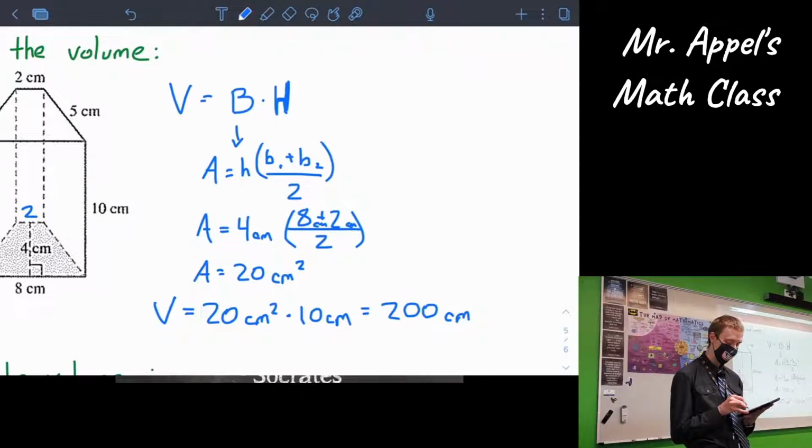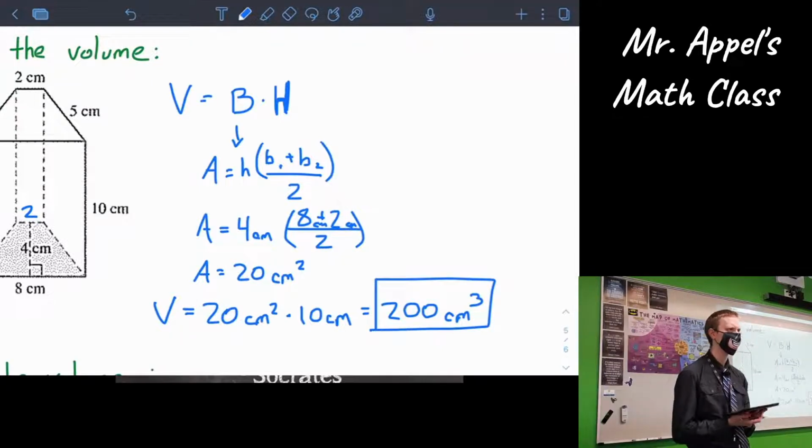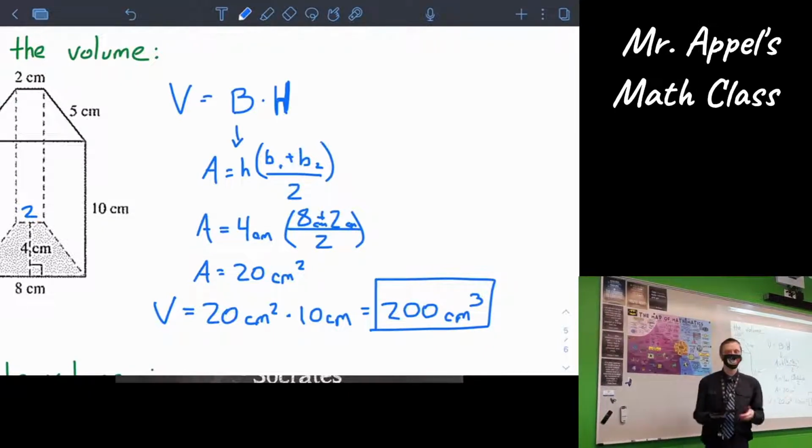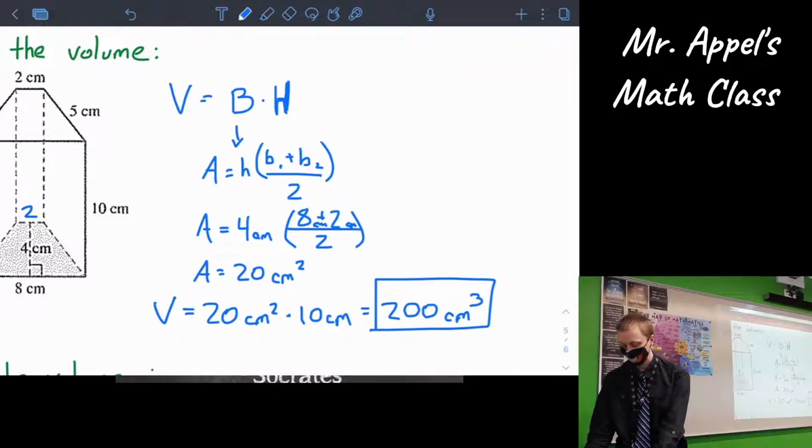Wait. Volume is cubed. So why are we using a square like that? Because that was the area. Because this was the area of the base.